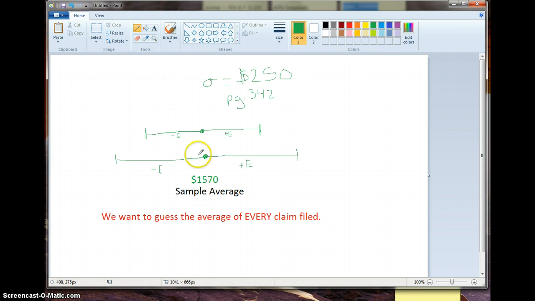So, like I mentioned, E is going to be different for a 99% confidence interval because you're going to need to add more to be 99% confident. You have to have a pretty big interval. And then E is going to be a little smaller for like a 90% confidence, because you can use a smaller interval if you're only 90% confident.